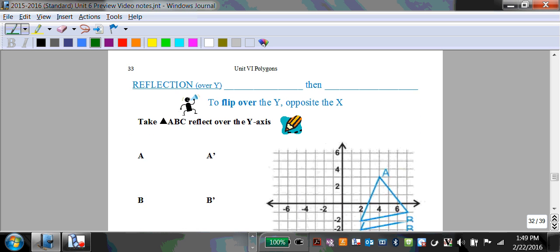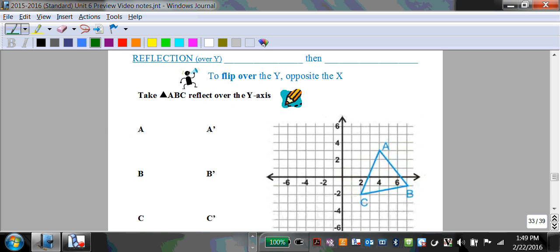Now we have the 2 what I call easy peasies. Reflection. We're going to reflect over the y-axis. So go ahead and darken the y-axis.